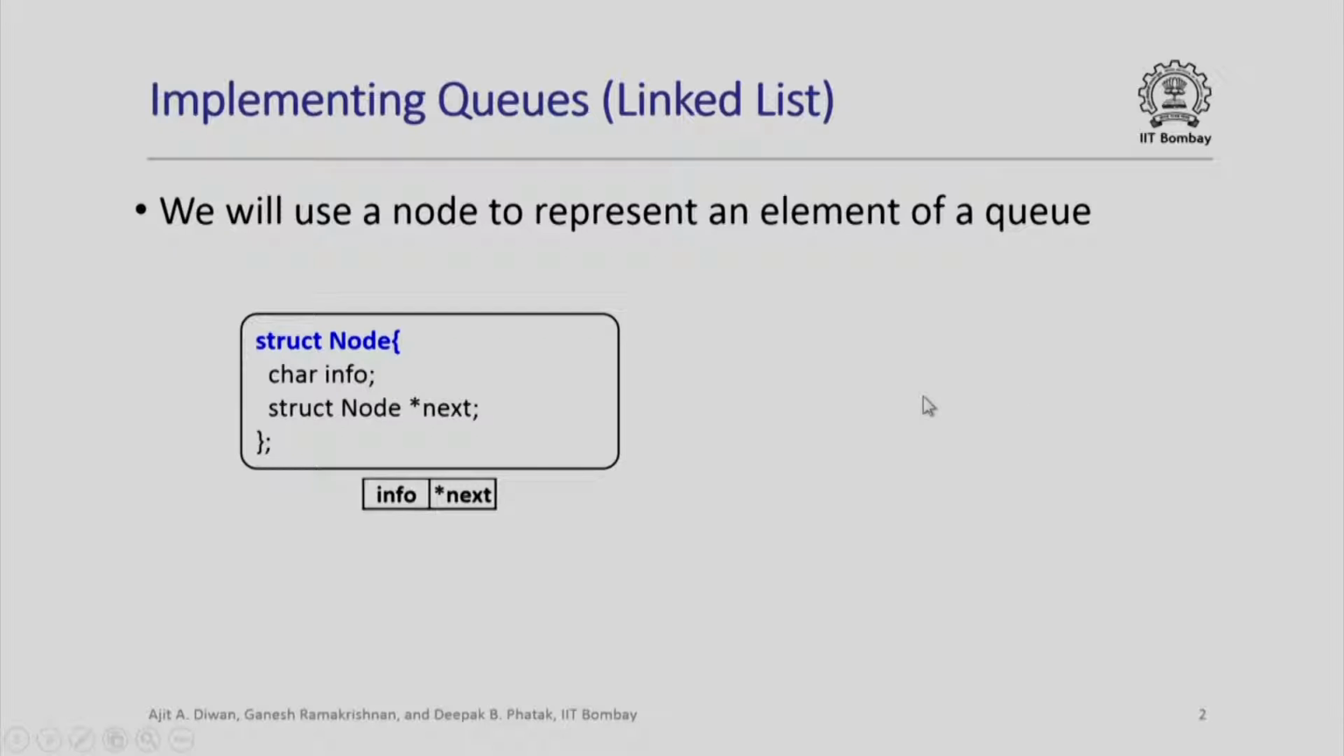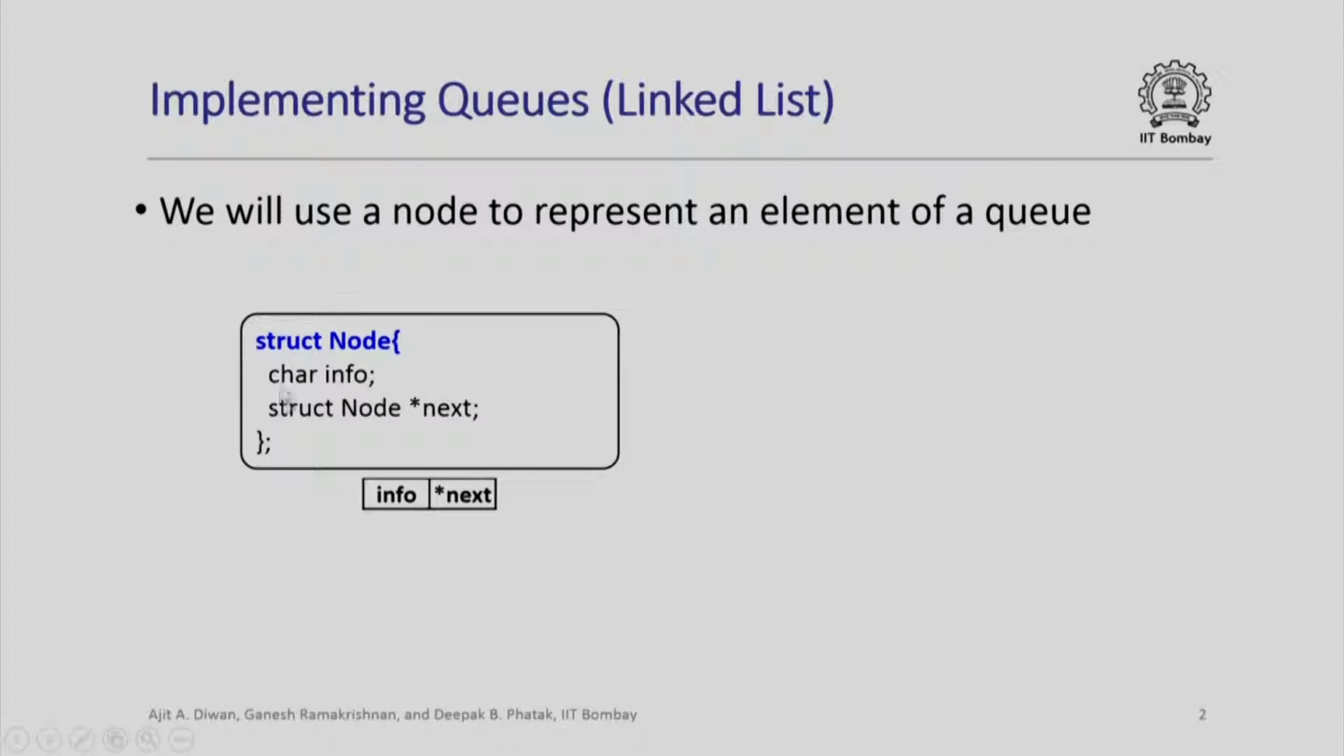Today we will be discussing implementation of queues using linked lists. This is the last of the 3 sessions which describe the implementation of queues. Last time we looked at the implementation of queues using fixed arrays. Now we will look at the linked list implementation.